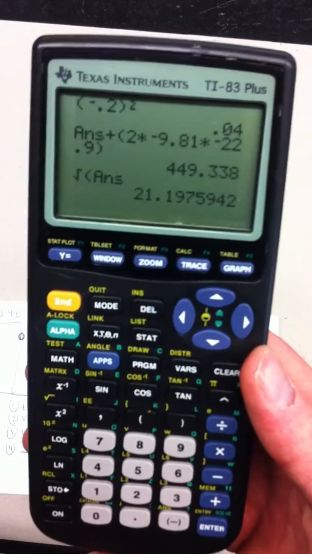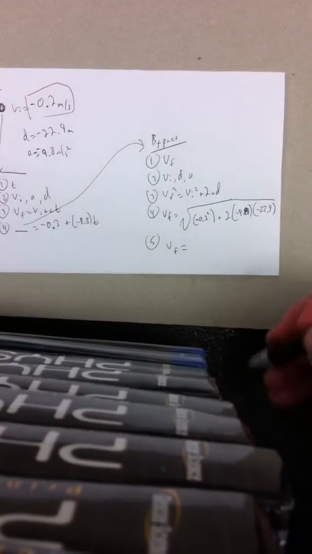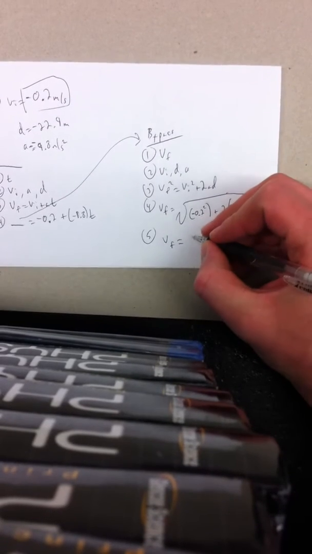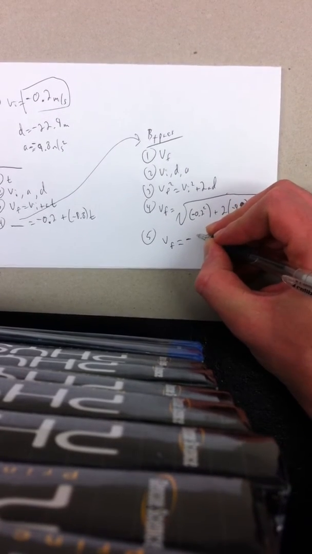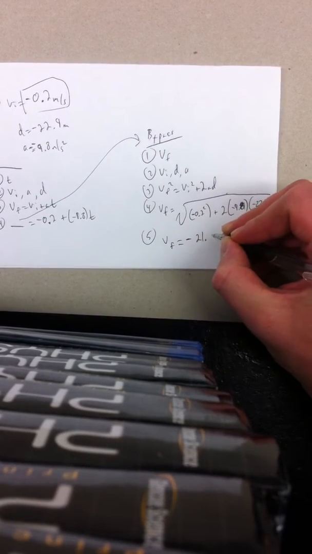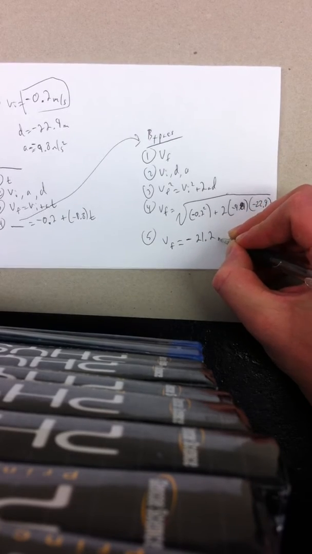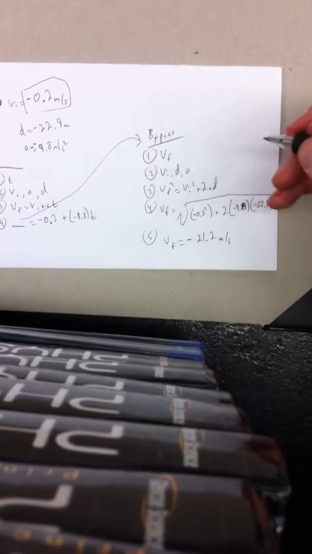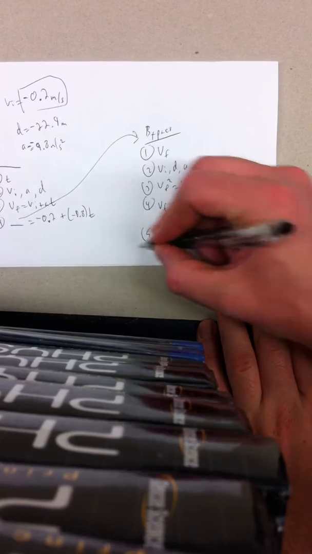All right, so now when you get the square root of a number, it's going to have a positive and a negative root. In this particular case, we'll pick the negative root because the object is falling downwards. So our velocity at this point is negative 21.2 meters per second. Bring that back.